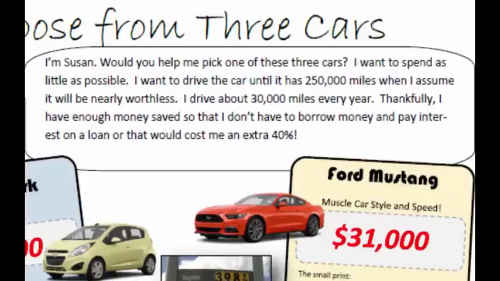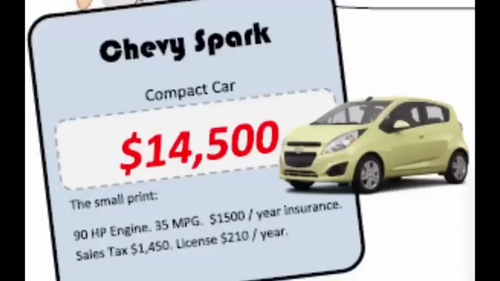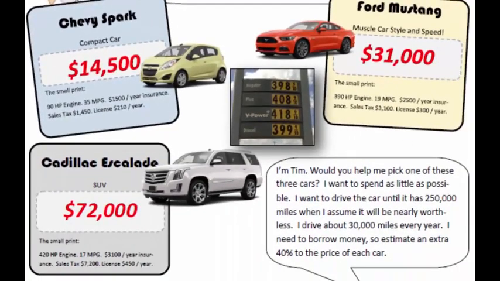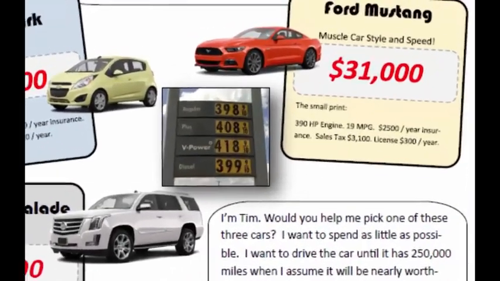Let's see the 3 cars that Susan is considering. First of all, she has in mind the Chevy Spark. It's a small engine that gets good gas mileage. She has to pay $1,500 a year in insurance. The initial cost for taxes is $1,450, and every year she spends $210 for a license. Compare the other cars. They have higher numbers for each of those.